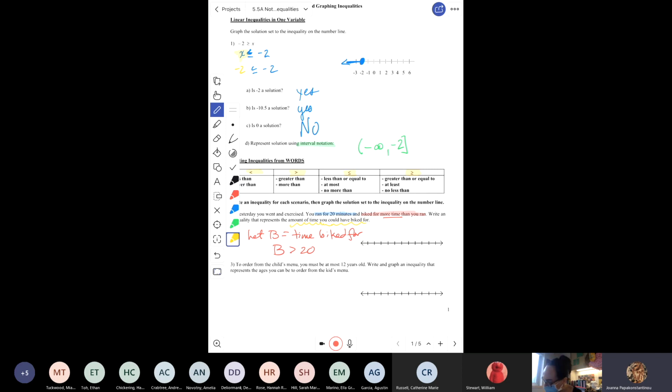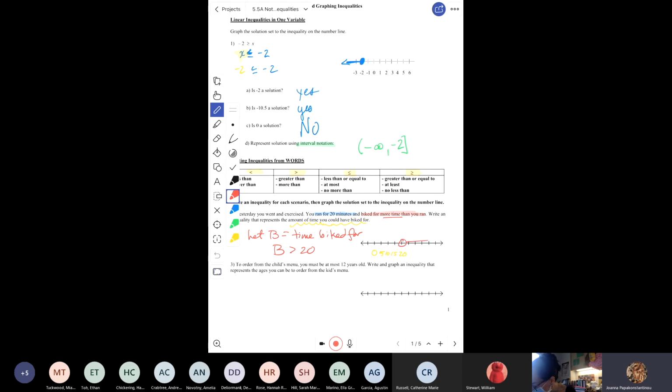And again, it doesn't matter how you represent this. I like to always see 0 and then maybe, let's count by 4. No, let's not count by 4. Let's count by 5. 5, 10, 15, 20. So is it open or closed circle?